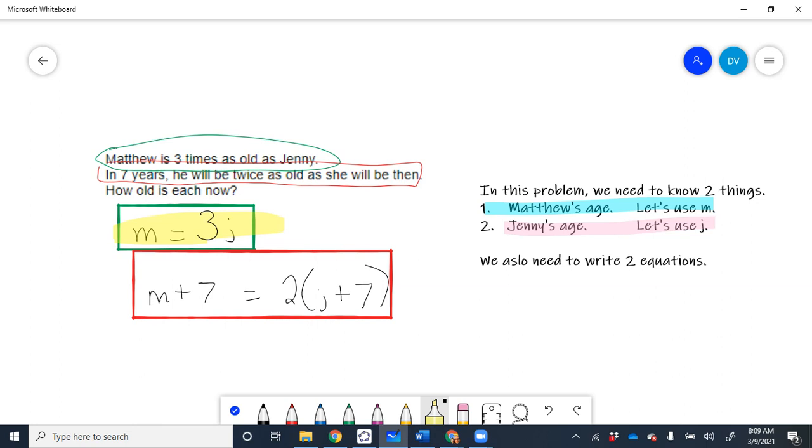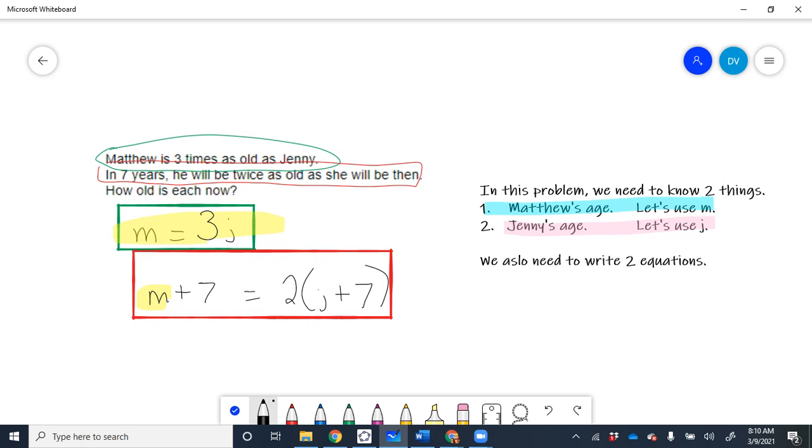And that means whenever we see the letter M, we could write 3J instead. Well, guess what? We see an M right here. So that equation that's in the red box, I'm going to write it again. In fact, I'm going to write it right now. And after I do, I'm going to erase the M and replace it with 3J.